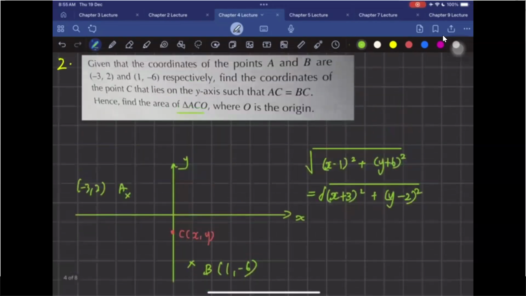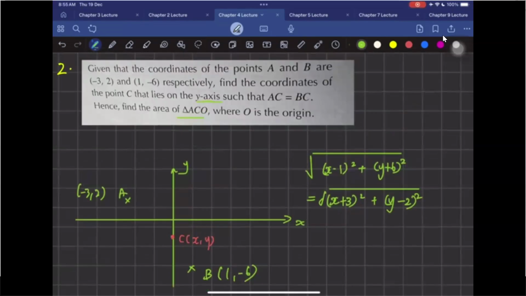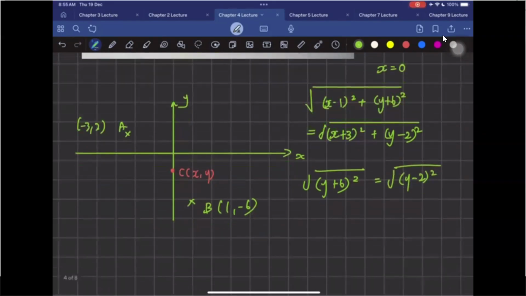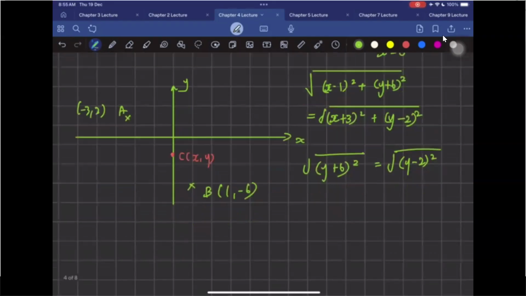Oh, sorry. Before we carry on, they said it lies on the y-axis. So that means your x is equal to 0. Okay? So straight away you can eliminate all the x. So you'll get y plus 6 square equals to y minus 2 square. Again, now you can get rid of the square root and square on both sides because they cancel out. So you get y plus 6 equals to y minus 2.